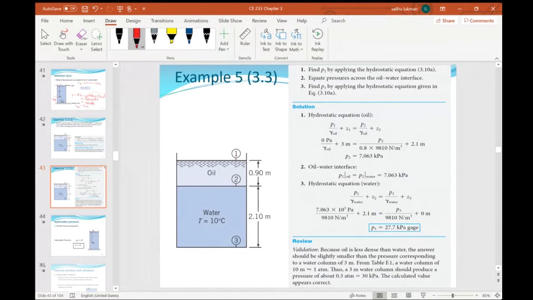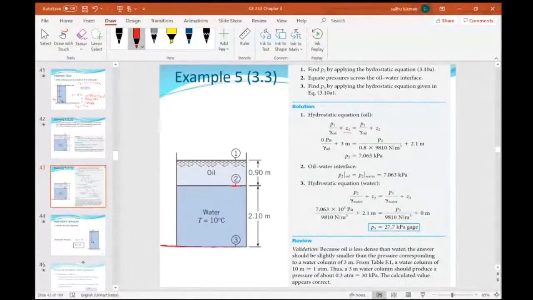And this is the reference point, which is why we have Z1 to be 3 meters. And for P2, we want to find the pressure, so we don't know what the pressure over gamma is. Gamma is rho g. This is the density of the oil.